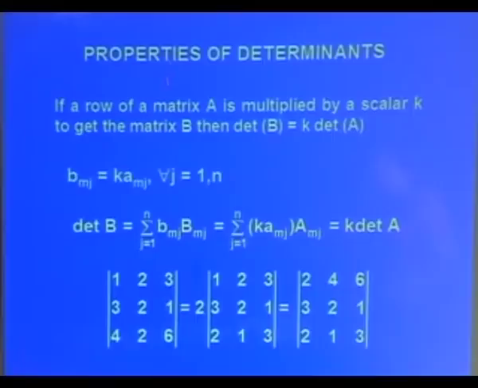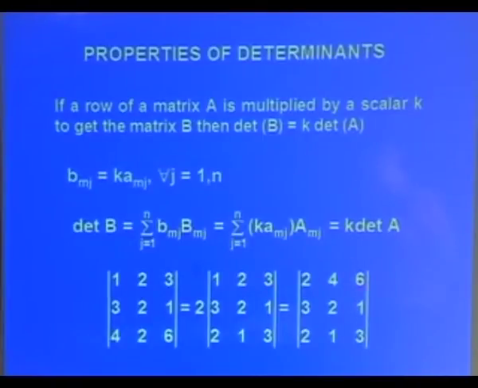So the result is proved, and we illustrate this result by this example where we are having the matrix 1 2 3, 3 2 1, 4 2 6, a 3 by 3 matrix. Now this particular row is 2 times this particular row. So if I take 2 outside, then this row becomes 2 1 3, and this is the same as if this row is multiplied by 2.